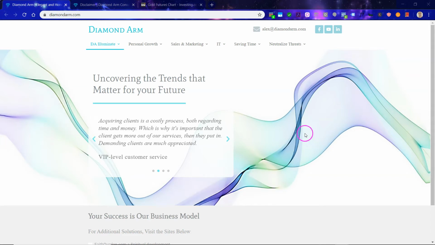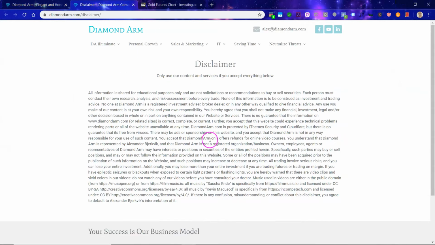Let's look at the Dow Jones ETF. First off, read this disclaimer carefully.